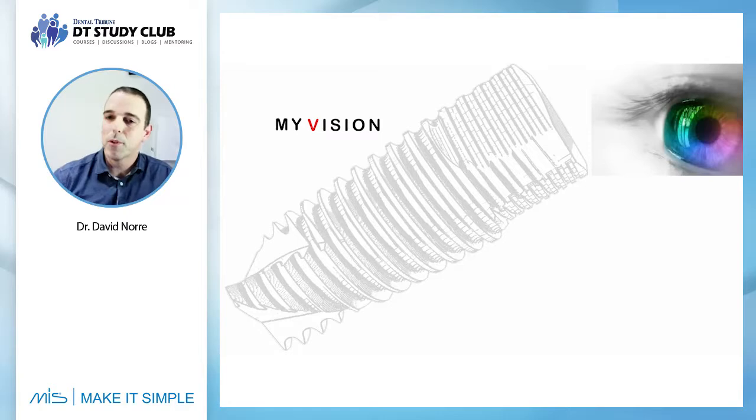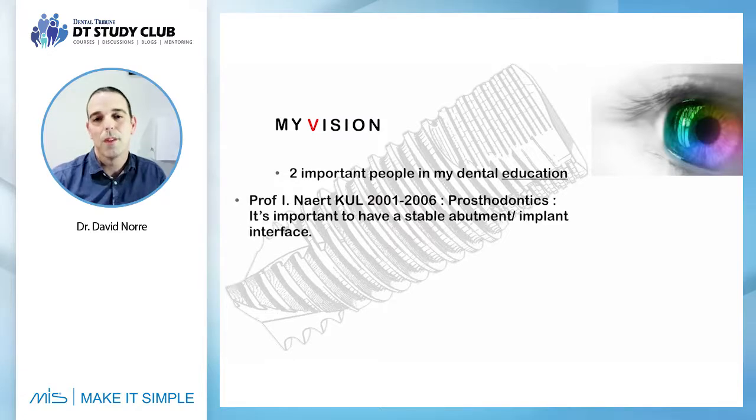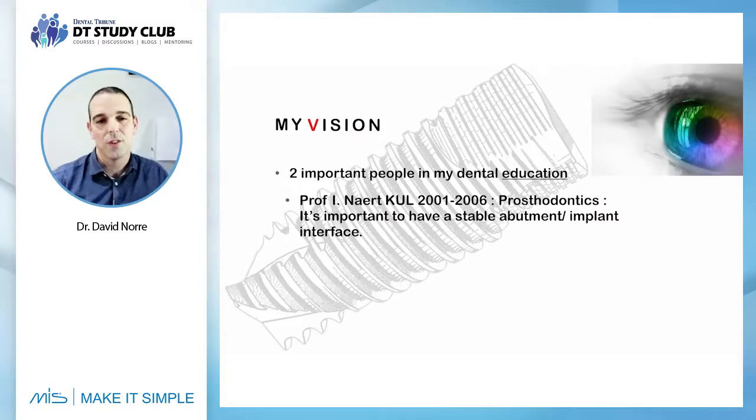There are two important people in my dental education who gave me my insights. The first one was Professor Injas Naert from the Department of Prosthodontics at University of Leuven. During my prosthodontic training, he told us that the most important part about prosthodontics is a stable abutment implant interface, because then you have less loosening of the screw.